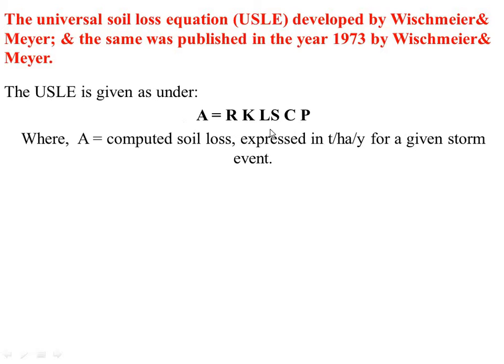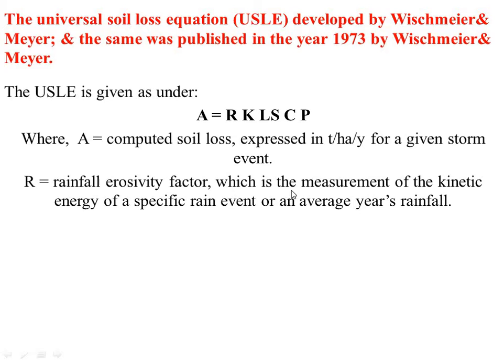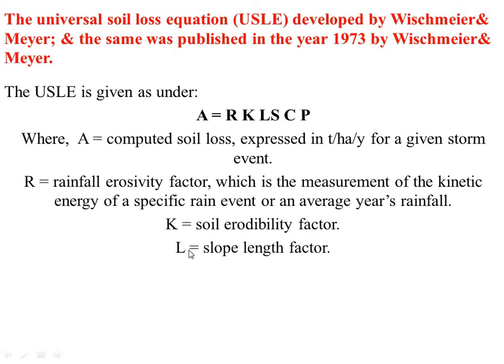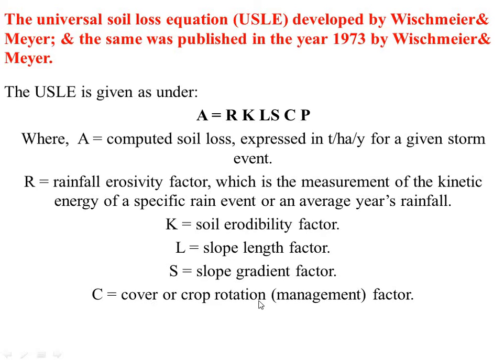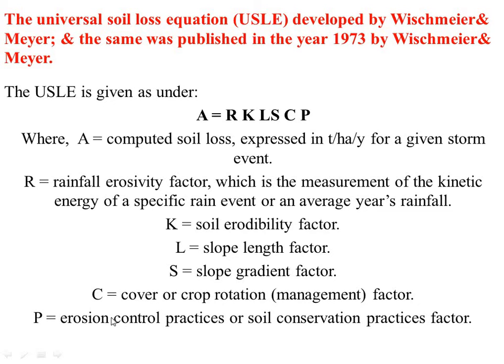Coming to the different terminologies: A is the average annual soil loss, and the unit used is metric tons per hectare or tons per hectare. R is the rainfall erosivity factor or index. Certain texts use factor, certain other texts use index; I use both the terms, rainfall erosivity index or rainfall erosivity factor. The unit used here is million joules millimeter per hectare hour. K is the soil erodibility factor. L is the slope length factor. S is the slope gradient factor, and C is the cover or crop rotation management factor. P is the erosion control practices or soil conservation practice factor.